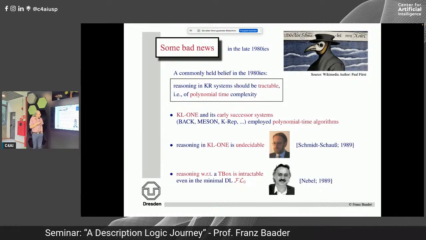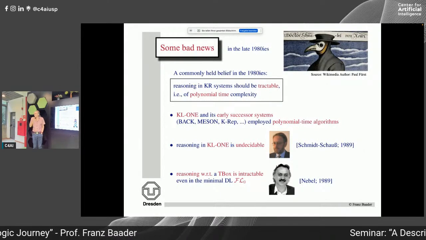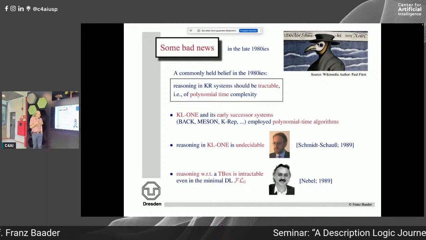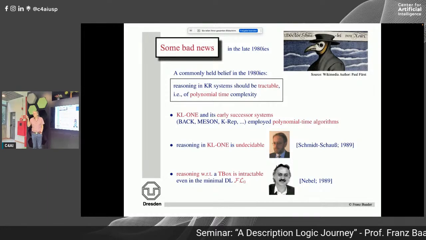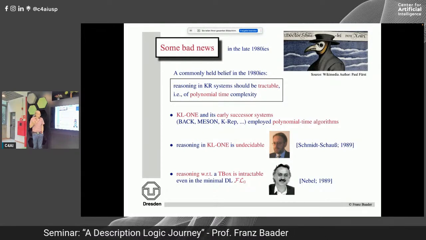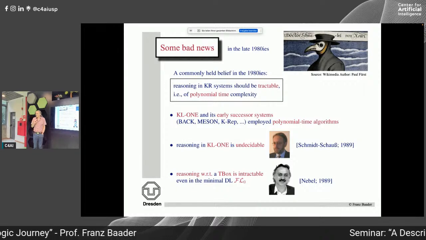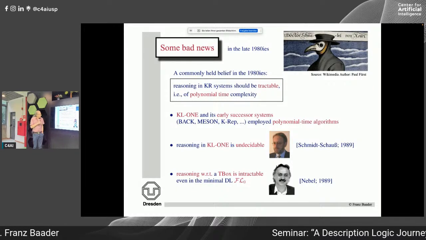And Bernhard Nebel showed that even for this smallest possible description logic, FL0, reasoning is intractable, so not polynomial time, if you have this simple kind of T-boxes. Yeah? So really bad news.